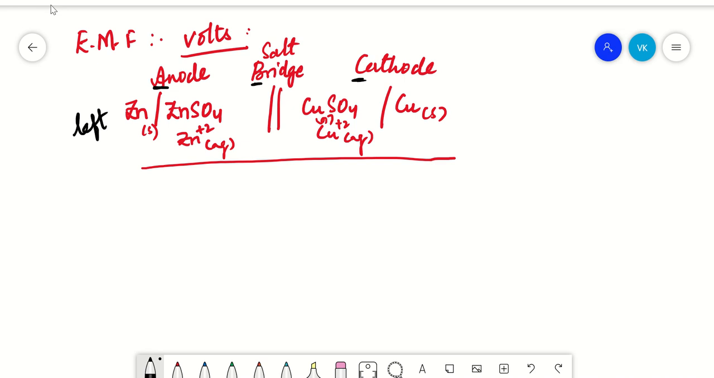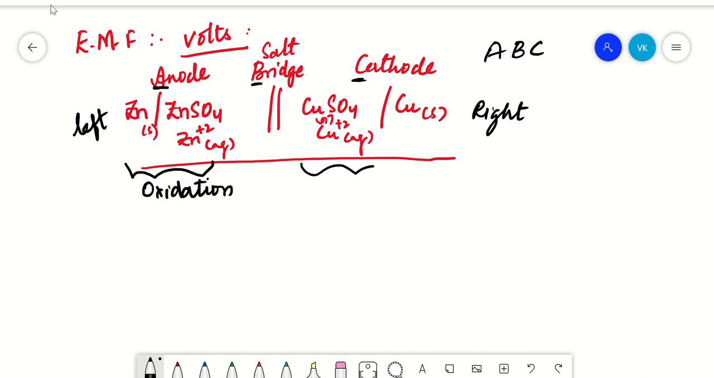Anodes will be on the left hand side, cathodes will be on the right hand side, right? So A, B, C, you should remember it as A, B and C. Anode, salt bridge and cathode in your cell reaction. As I said, at your anode, what takes place? Oxidation takes place at the anode. And on this side, reduction takes place, right?